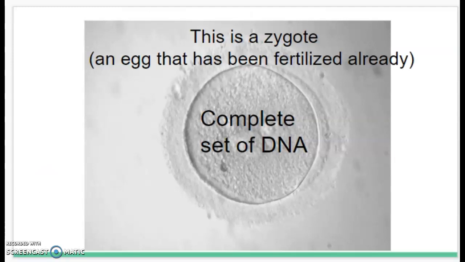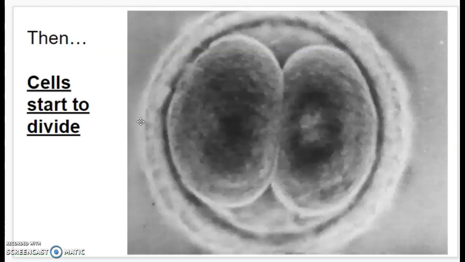So this is a zygote. It's an egg that has been fertilized already, so it has the complete set of DNA. Remember, you get half the amount of chromosomes from each parent, so 23 plus 23. Now you have your full set of 46 chromosomes inside the zygote. But if you notice, it's only one cell, and we are multicellular, so we are made of billions and trillions of cells. So what happens is the cell starts to divide.